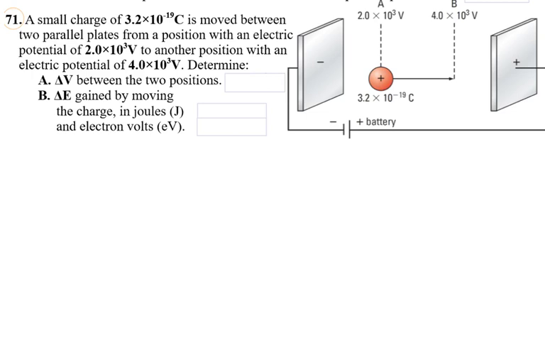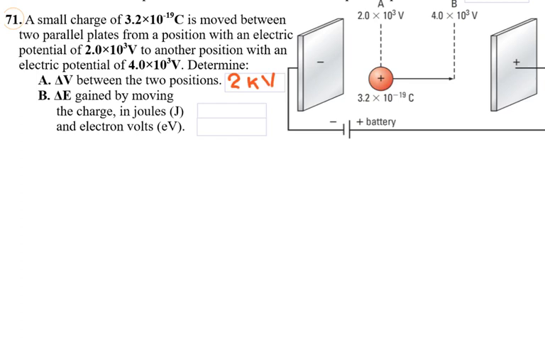So here they say a small charge of 3.2 times 10 to the negative 19 coulombs is moved between two parallel plates from a position with an electric potential of 2 times 10 to the third volts to another position with an electric potential of 4 times 10 to the third volts. Determine the change in potential between the two positions. Well, because the new one is 4 kilovolts and the old one is 2 kilovolts, then the change of the voltage between those two is 2 kilovolts, or 2 times 10 to the third volts.